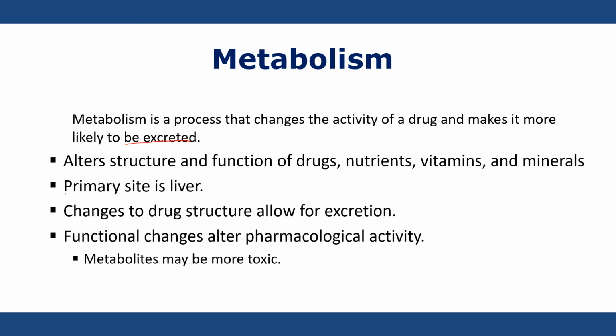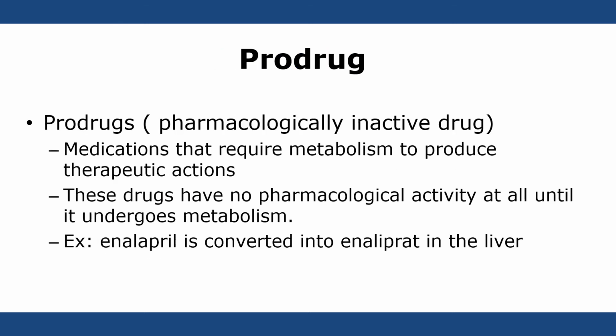The primary site for metabolism is the liver. We know that. There are multiple enzymes that play a role in metabolism, and we are going to talk about those enzymes in a minute. Before we move forward, prodrug.